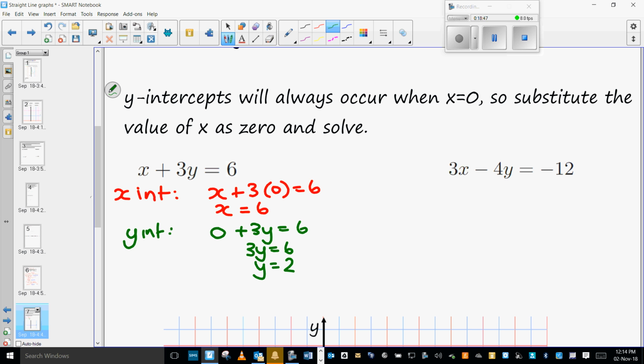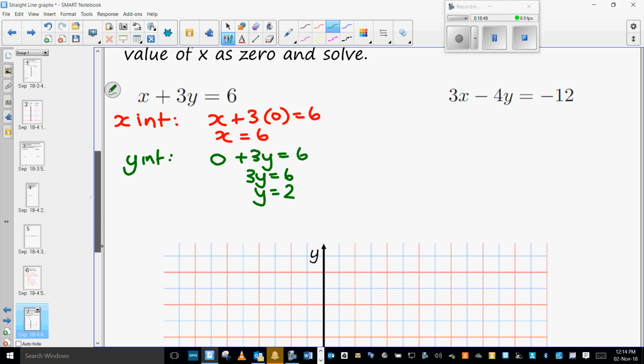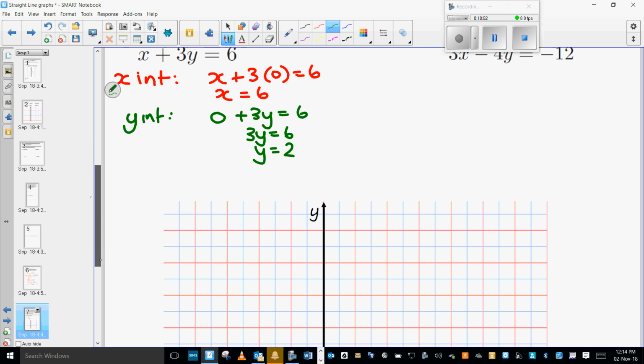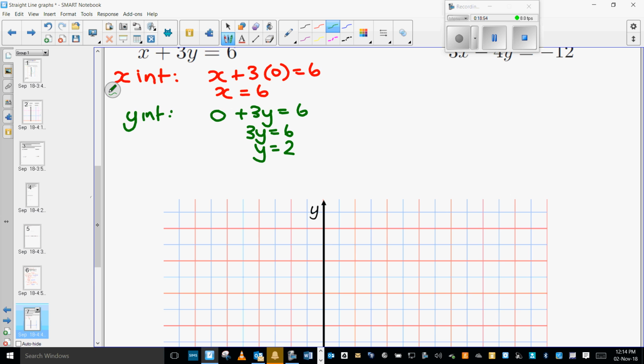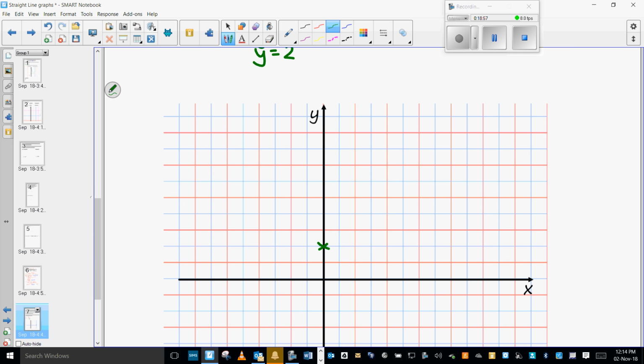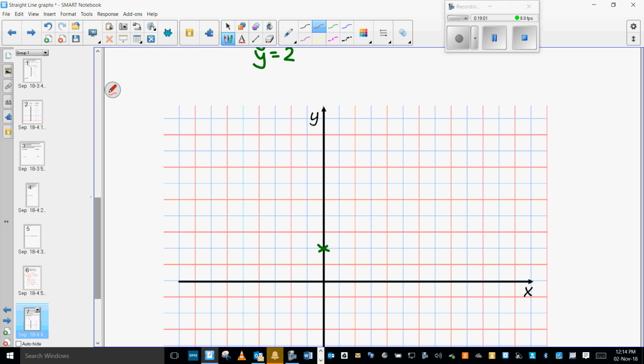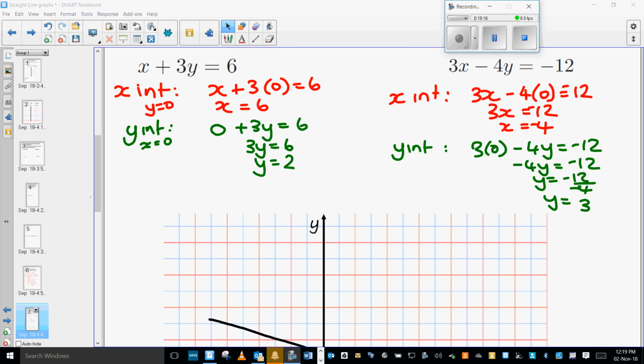So I would be able to draw that line knowing that it goes through the y-axis at 2 and the x-axis at 6. And so I would be able to draw my line. Okay? And that would be our second example. Again, you would plot those 2 points and join them up.